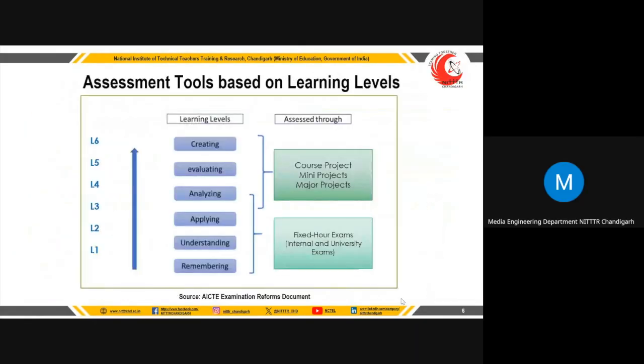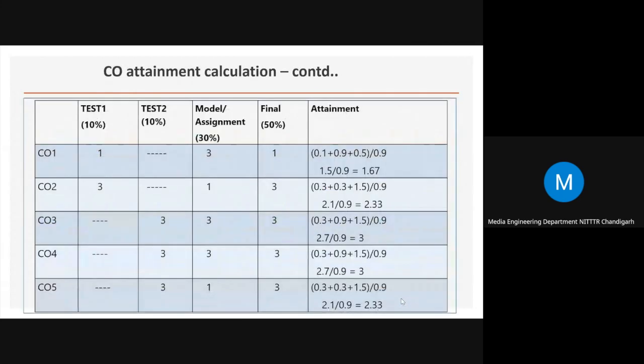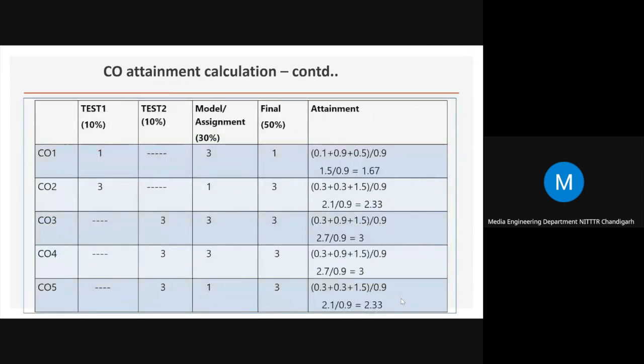We were at this particular slide of CO attainment calculation. So we have seen that using this particular table, we can calculate CO attainment by individual assessment tool, and then using this particular methodology, we can combine individual CO attainments to a consolidated CO attainment, which has weightage of all the assessment methods, right? So now let's move further.